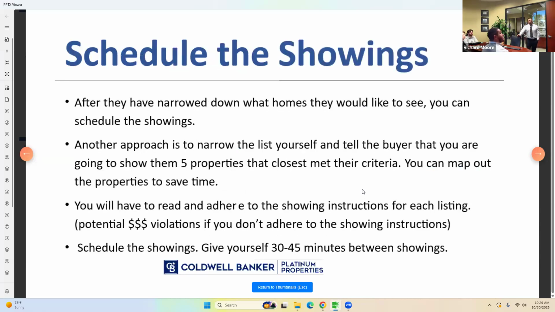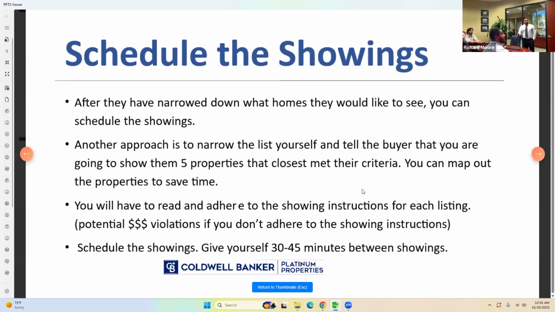All right, so after they've narrowed down the homes, you could start scheduling the showings. Or another approach is you could say, look, Mr. and Mrs. Buyer, I found these 5 homes that meet your criteria. I want to schedule showings for Saturday. Are you available Saturday? Sure. So that's one route, or the other route is let them tell you which homes they want to see.